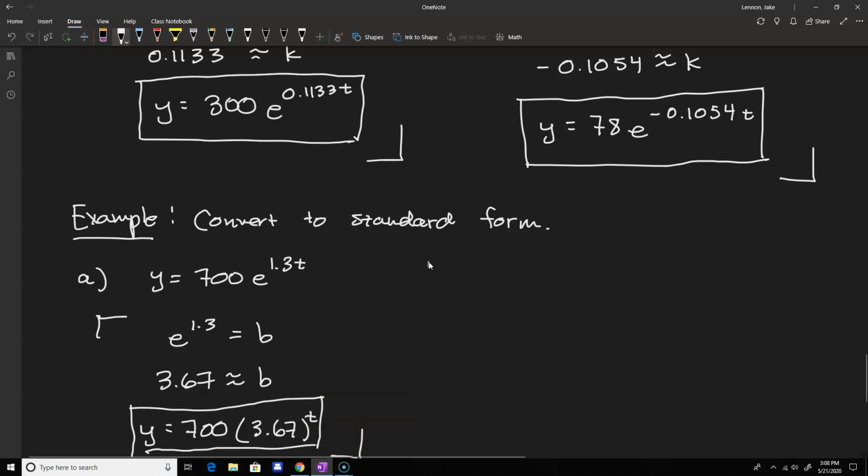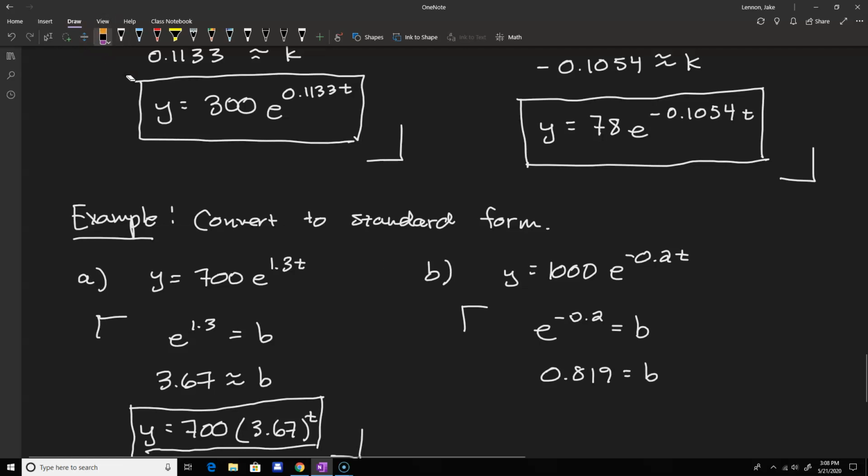And if we look at B, we have y equals 1000 times e to the negative 0.2t. Again, we just plug into our calculator e to the negative 0.2. That's the value of b, which comes out to about 0.819. When I use that squiggly equal sign, that just means it's an approximation, which means I'm rounding to some number of decimal places. That's pretty universal notation in math. It just stands for approximately.